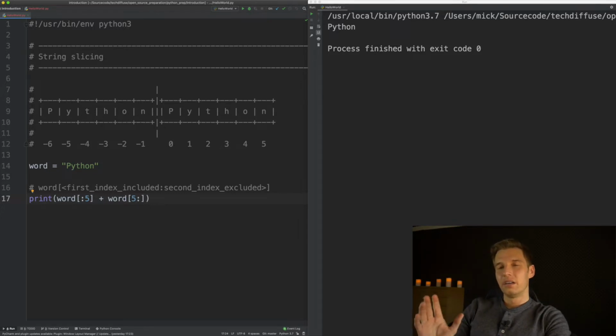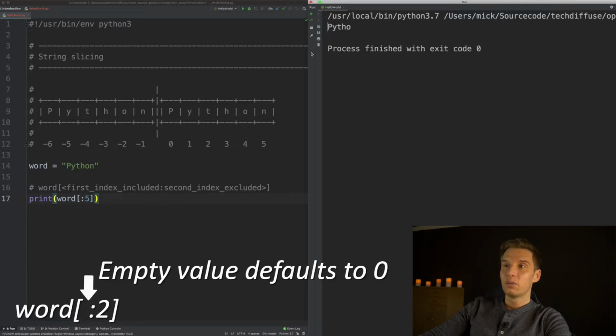Okay, so now think for a moment, if we don't combine these two words, if we don't concatenate these two words, what will happen if we have only one word? So let's test it out. Okay, for instance, we have this one. We have word, no index at the front, colon, and a 5. Okay, we know 5, it goes to the N, and exclusive, and here we have no information. So let's see what happens. Okay, we get Python without the N.